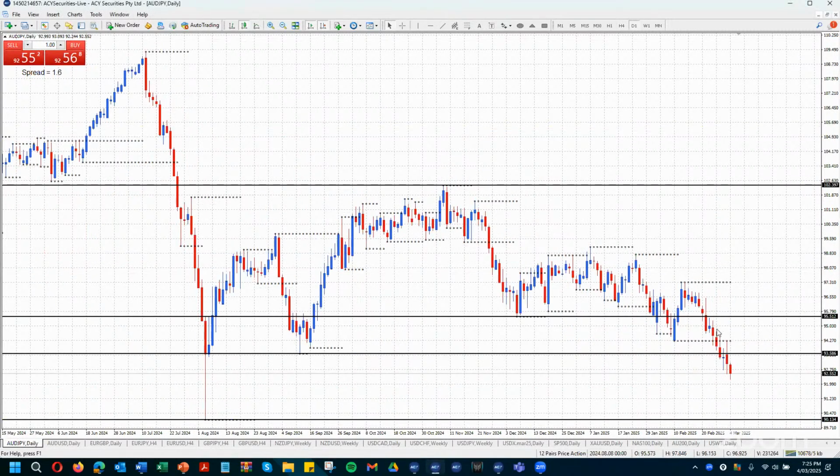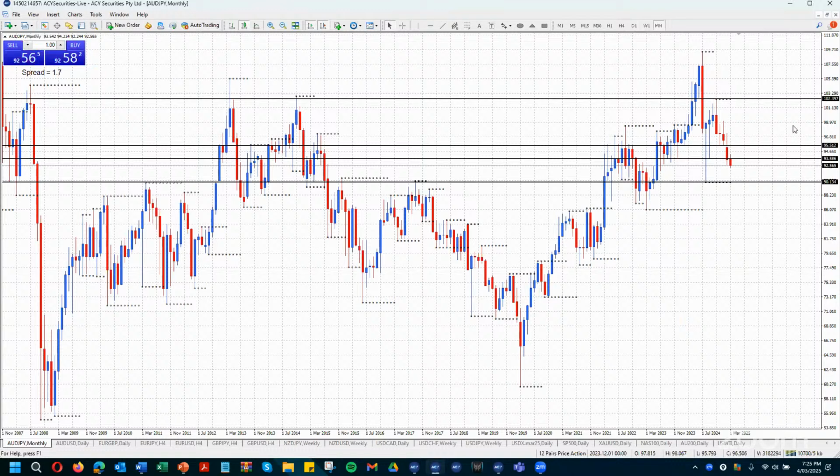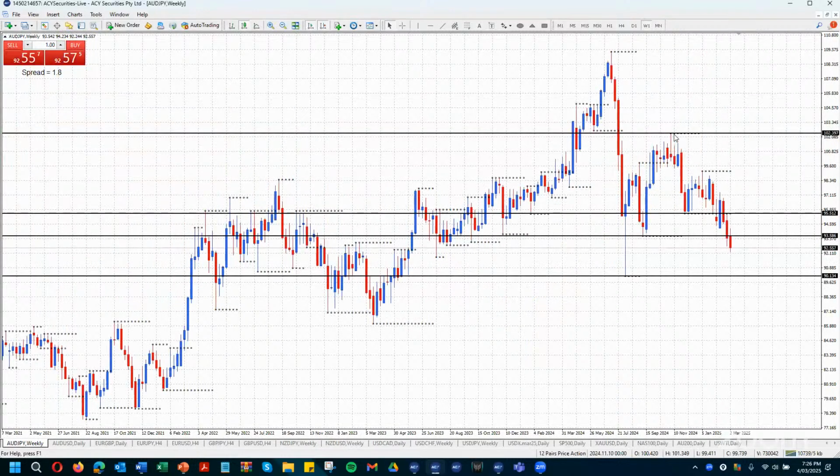All right, Aussie yen. Aussie yen's a bit weaker than the pound yen, euro yen. Monthly chart. We do have a lower top and a higher bottom here. So long-term trend, not quite sure if we've changed trend or we're just mixed. Weekly trend is down. Bottom, lower top. This is a lower bottom.